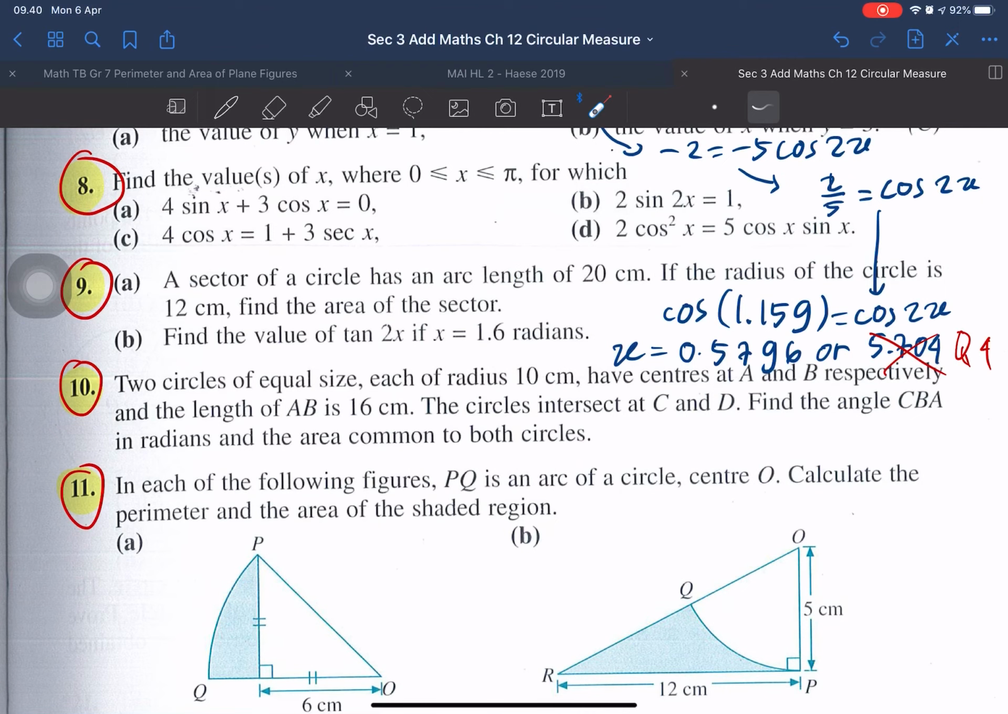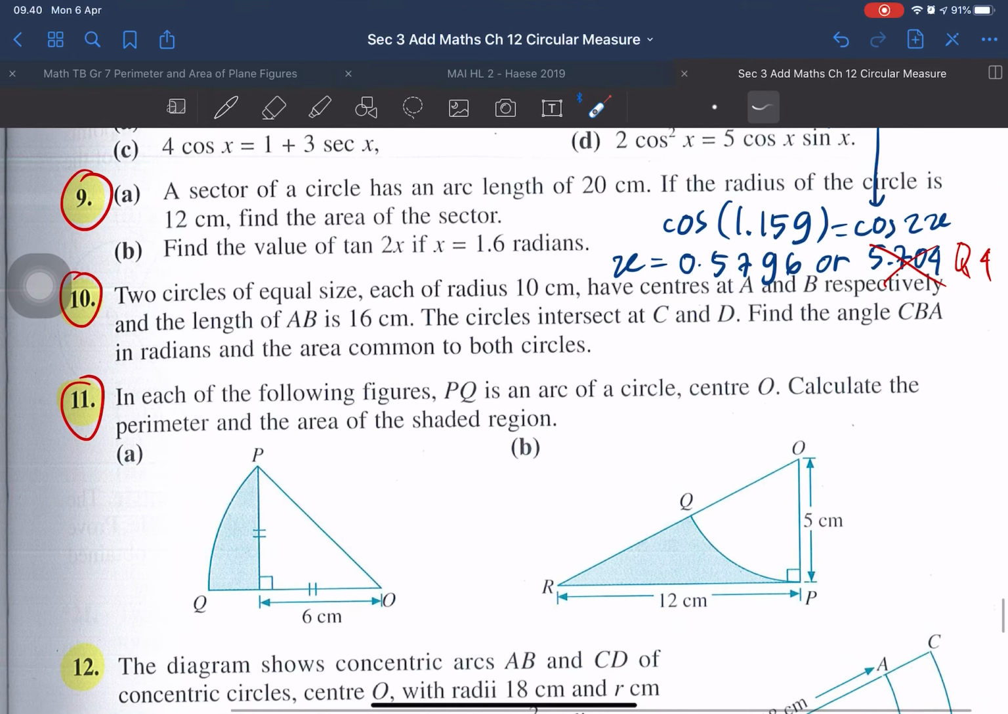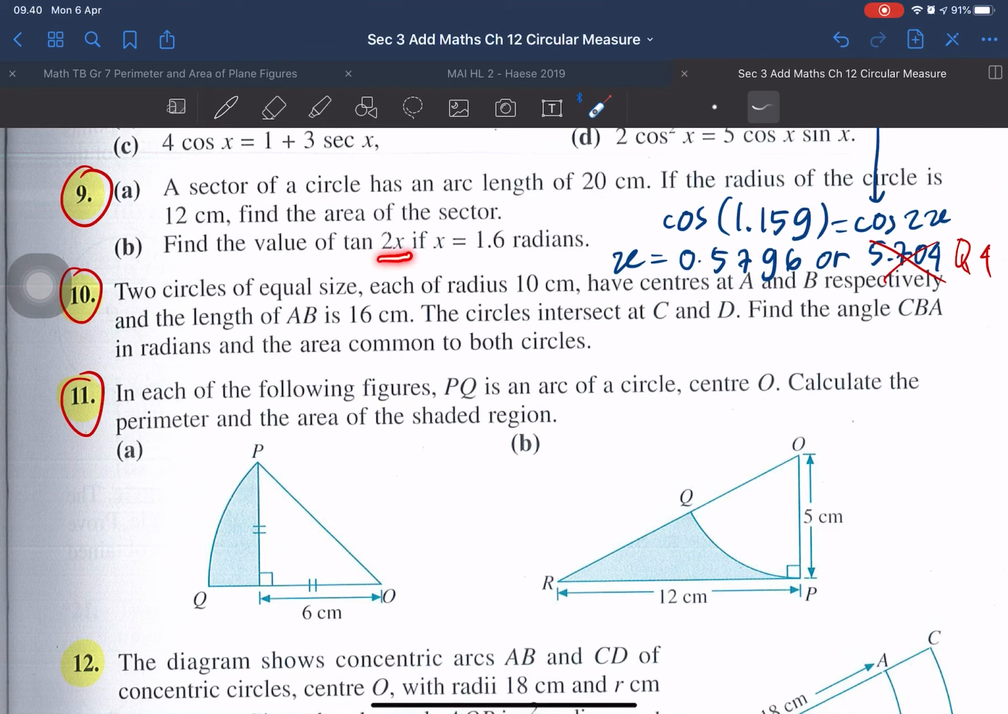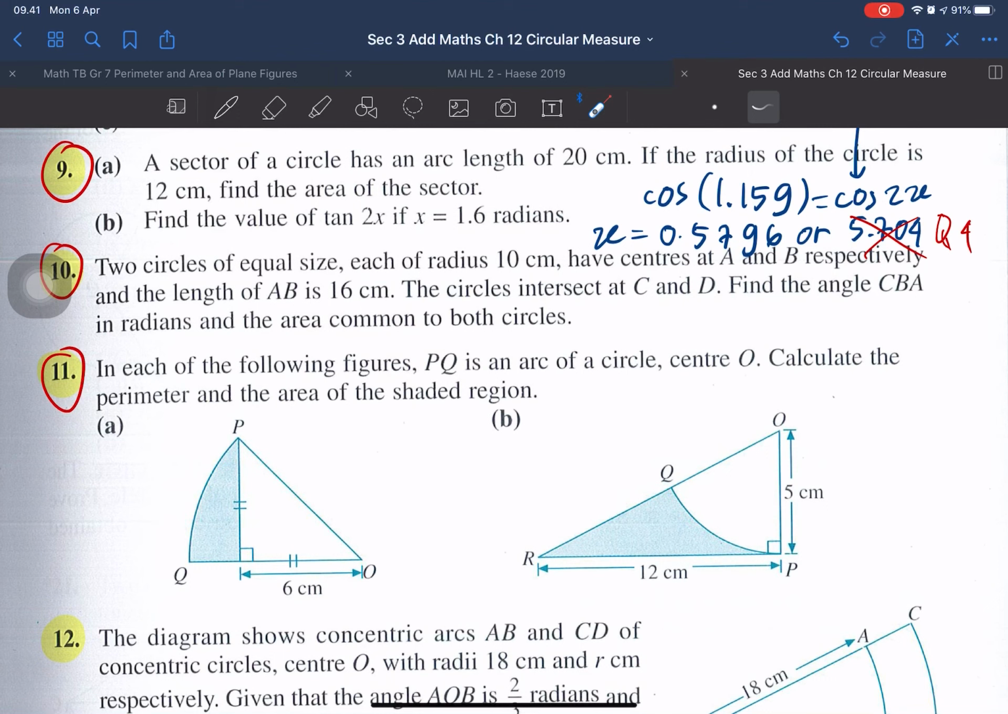Okay, number 9, arc length given, radius is given, area simple. There's formula for that. Half r square theta or half rs. Simple. Value of tangent to axis, the axis 1.6 radian. Just substitute. Done. Calculator.